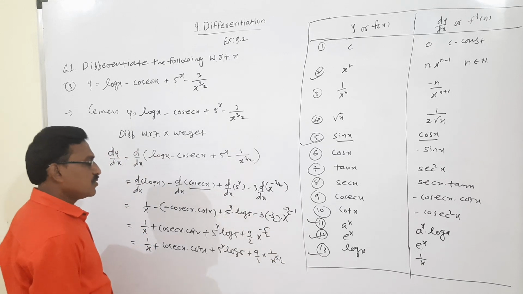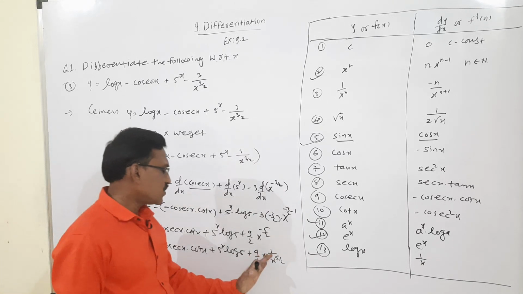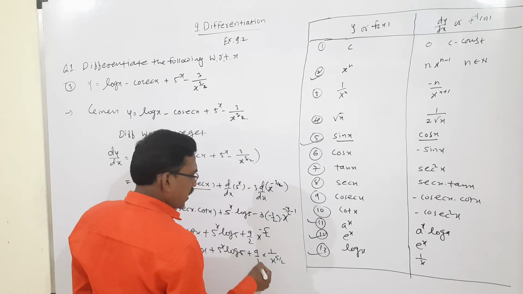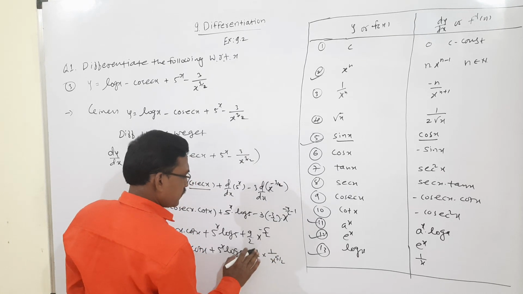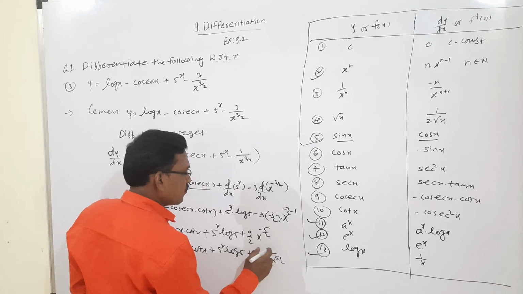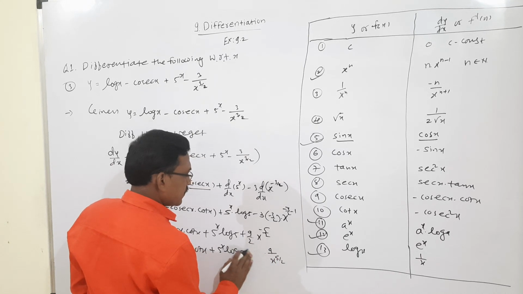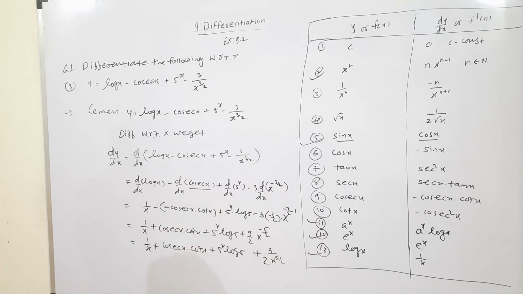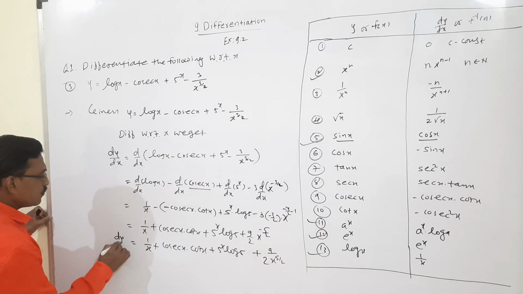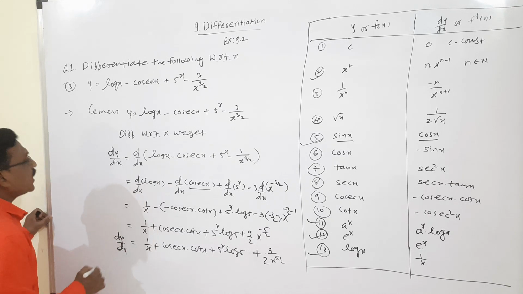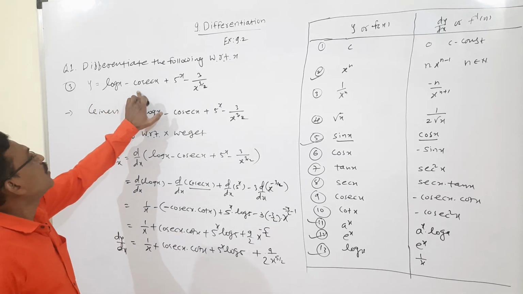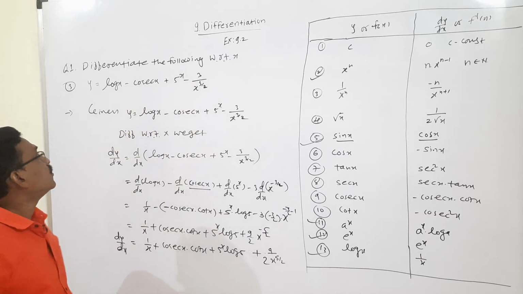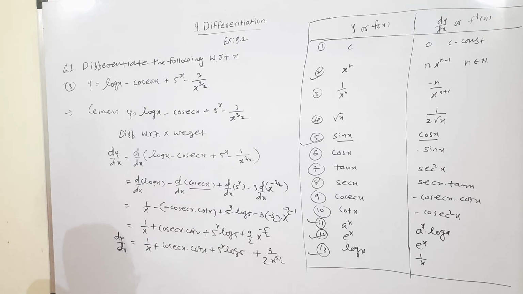And so here you may also write this as 9 by 2x raised to 5 by 2, because here it is multiplication, 9 into 1 is 9. So plus 9 by 2 into x raised to 5 by 2. And so this is the final derivative of the given function y. So y is this function log x minus cosec x plus 5 raised to x minus 3 x raised to 3 by 2. Hence we have found it.